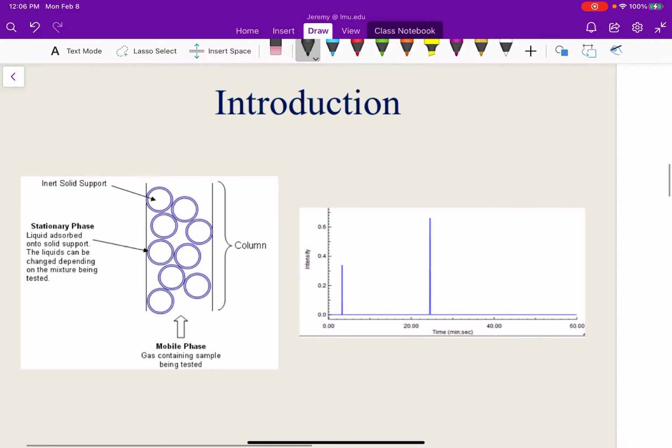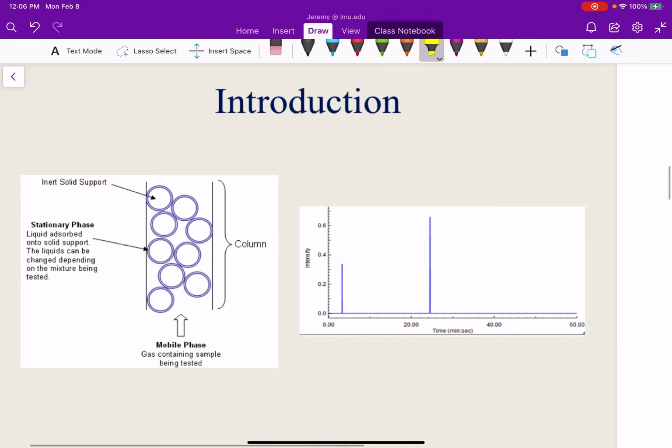Okay, so some basic concepts and terms we want to make sure we understand are really the terms mobile phase and stationary phase. So the mobile phase is really the liquid or gas that contains your sample and is really pushing through the stationary phase. That's called your mobile phase. In gas chromatography, your mobile phase is a gas. That's typically a non-reactive gas like helium. So your sample, right, is being injected as a gas through your column.